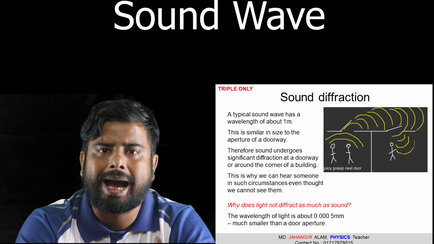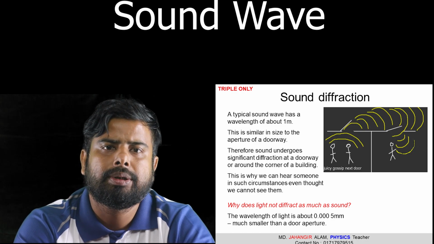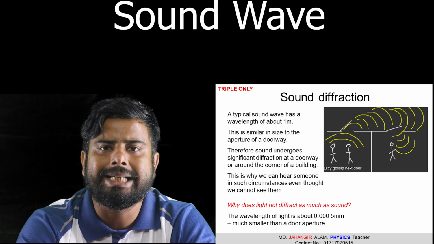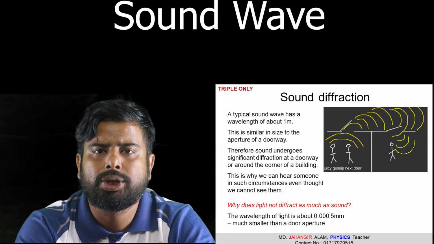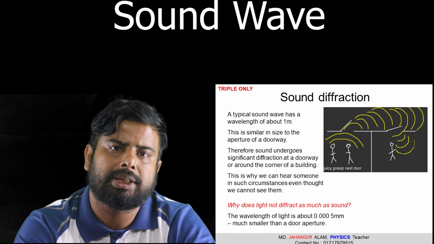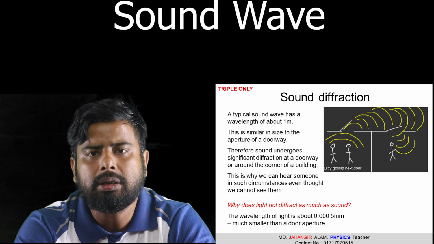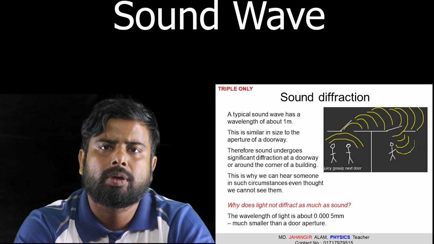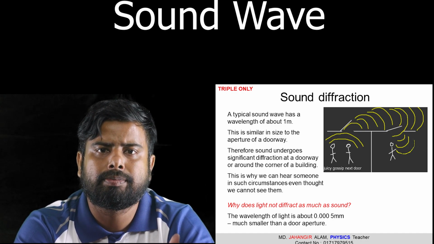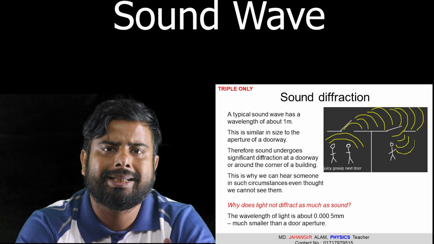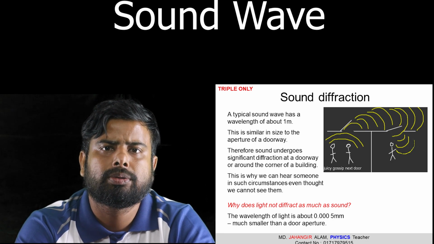Why does light not diffract as much as sound? Because the wavelength of light is about 0.0005 millimeter, much smaller than the door aperture. That's why light cannot be seen around the corner, but we can hear the sound.